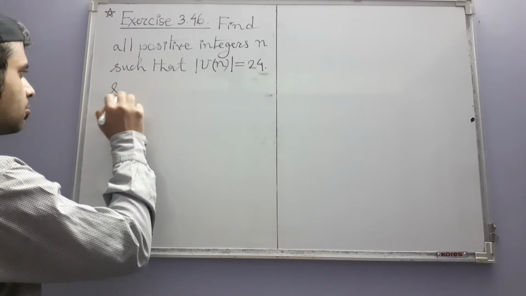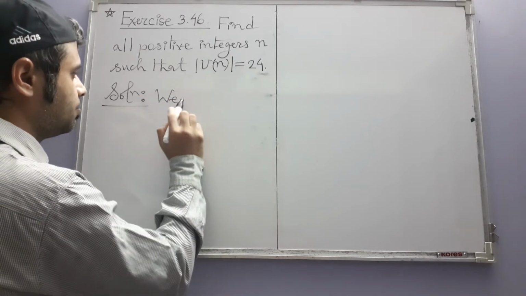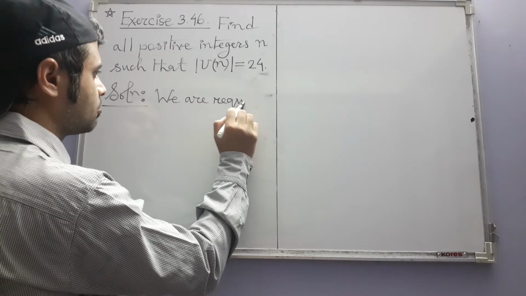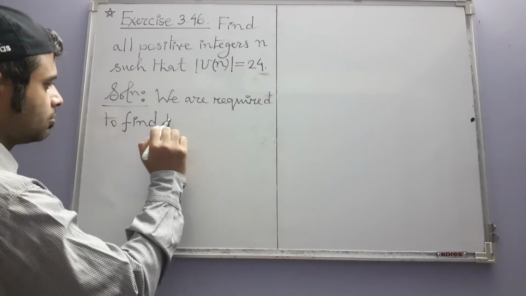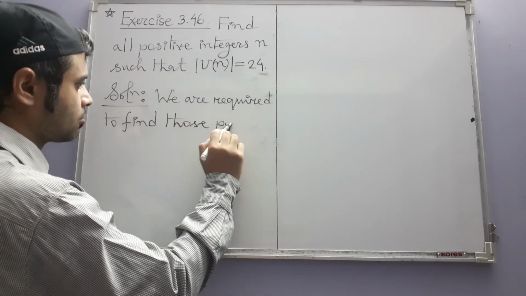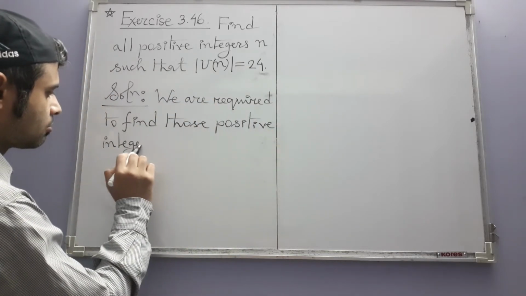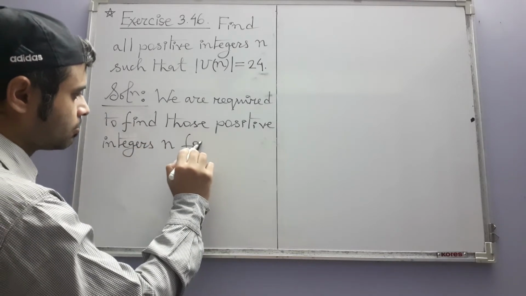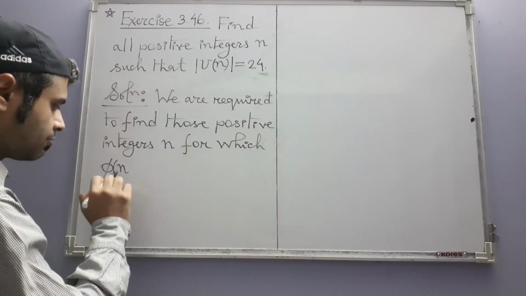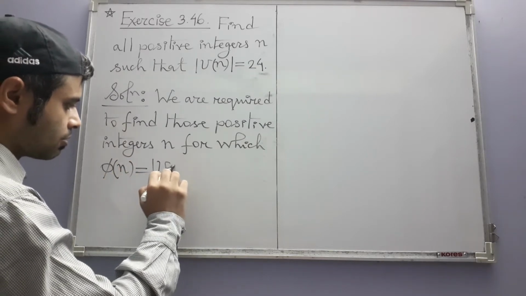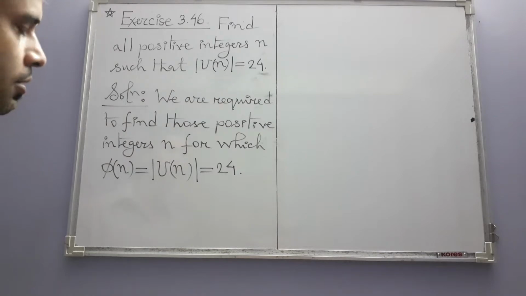So that means we are required to find those positive integers n for which phi of n, which is nothing but the order of this group, is equal to 24. Okay.